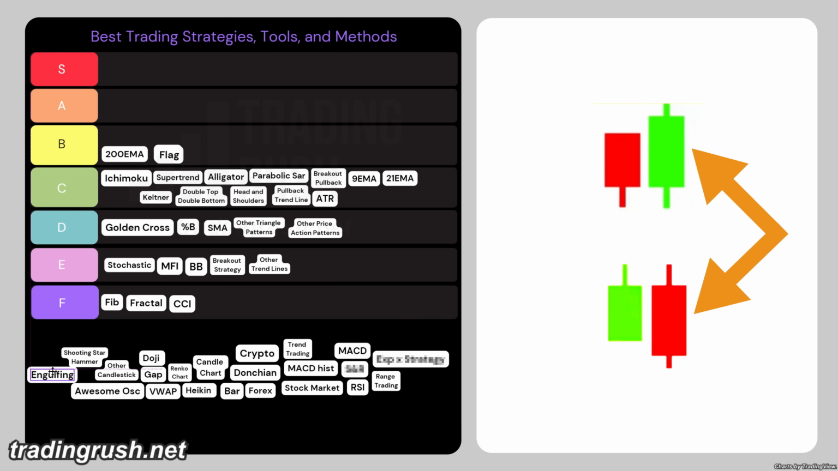The first one is the engulfing pattern. I would happily put it in the B tier. It's one of the best candlestick patterns I have found.